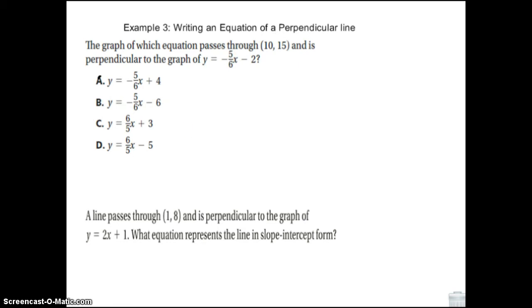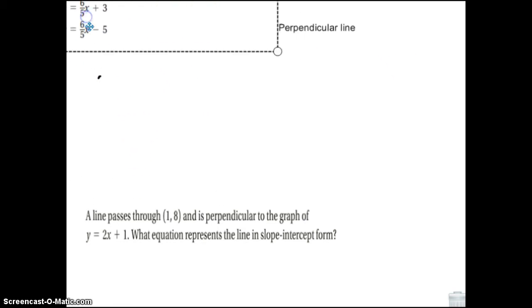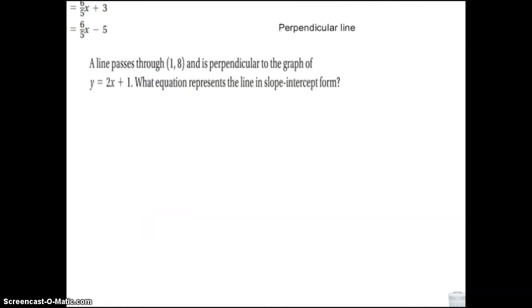Now I'm going to move this out of the way. See if I can. And now I want you to focus on this one. A line passes through this point, 1, 8, and is perpendicular to the graph y equals 2x plus 1.